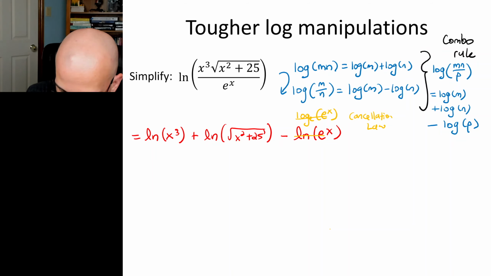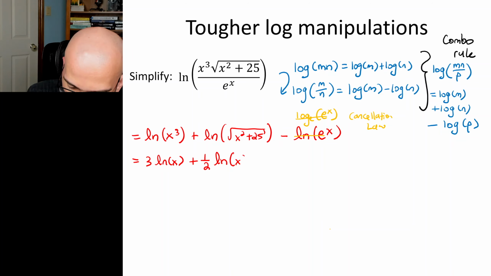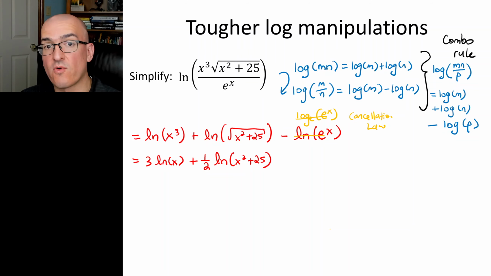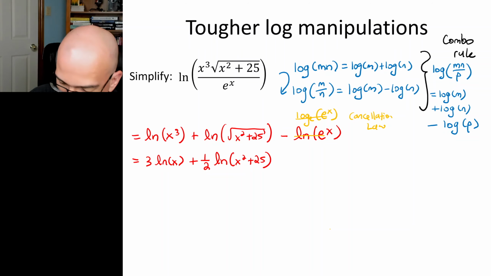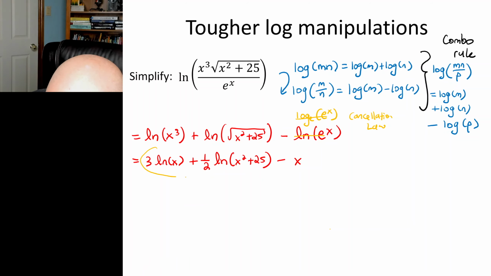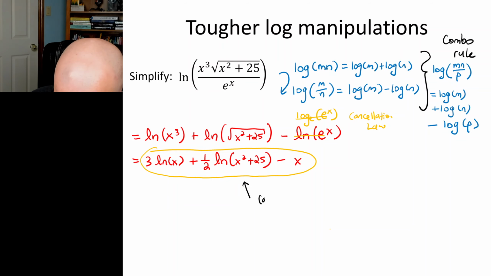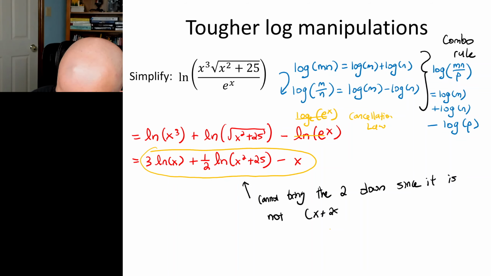Something else we can do is we can bring the 3 down in front, 3 ln x. And something else we can do is we can bring the 1/2 down in front, 1/2 times the ln of x squared plus 25, since square root's power 1/2, and the whole argument is raised to that power, so we can bring the power down. And that's it. That's as far as we can go. We cannot bring that 2 down inside that power, since it is not x plus 25 all squared.